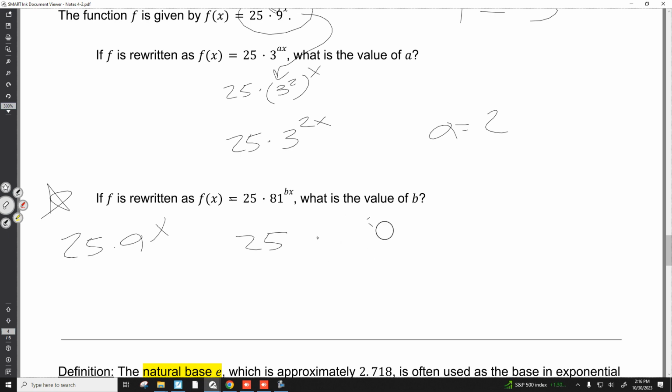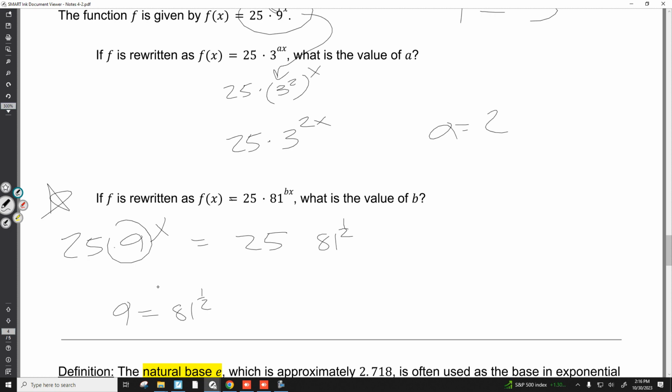Ready? I'm confused. 81 to the 1/2 is the same as 9. What is 4 to the negative second power? What is 4 to the 1/2 power? Okay, they're not the same. So, what we realize is 81 to the 1/2 power is 9.